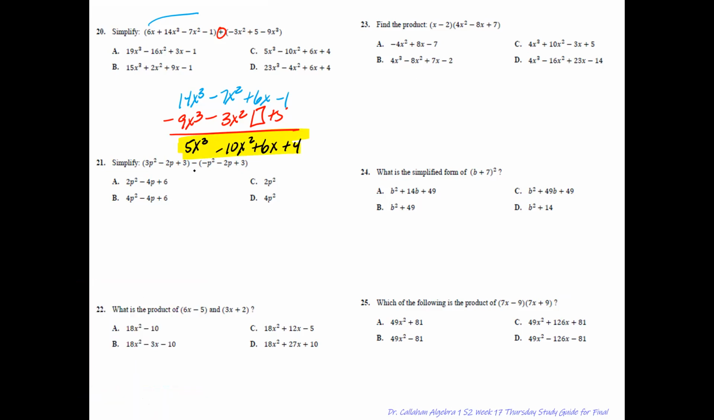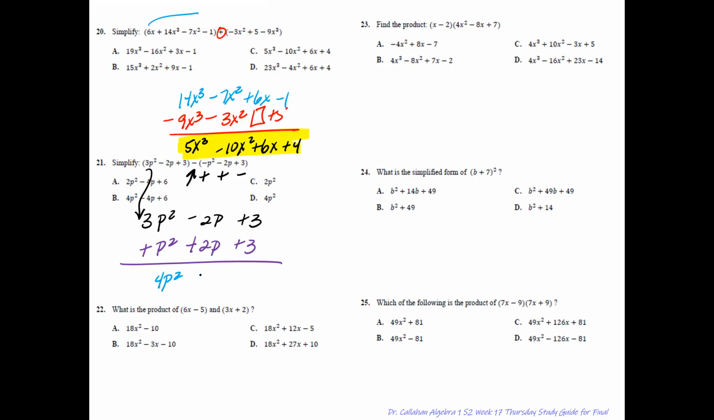For number 21, notice how there's a minus sign now. So that's a minus, that's going to be a positive, positive, negative. We do exactly the same thing. That's from the first parenthesis. For the second parenthesis, you want to line it up, and then you just go ahead and add them. So I have 4p squared, 0 plus 6. So is your answer A, B, C, or D?